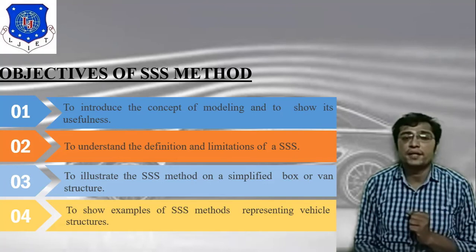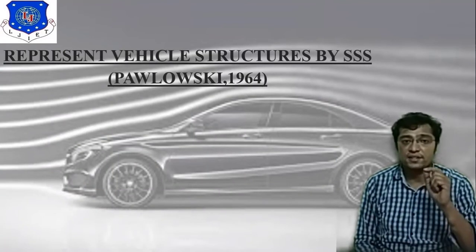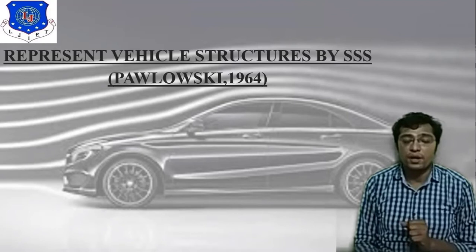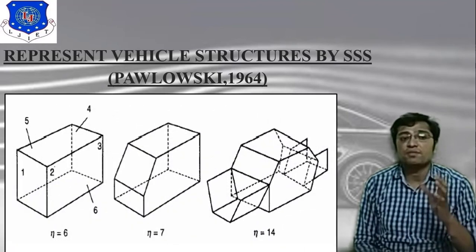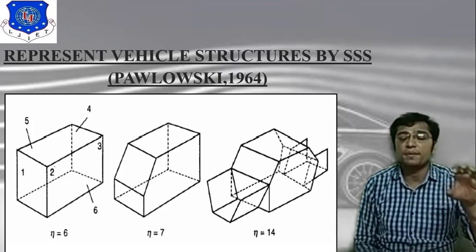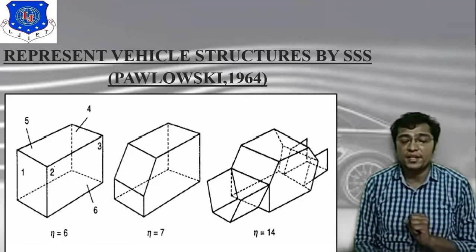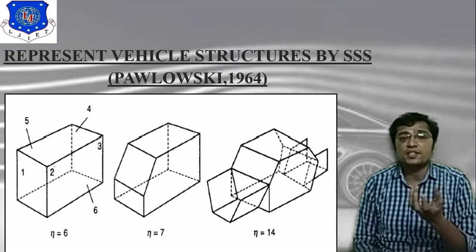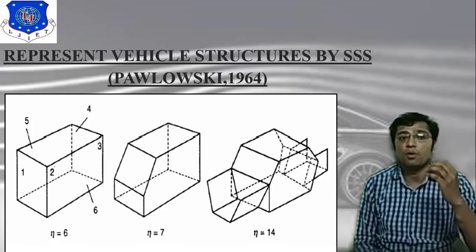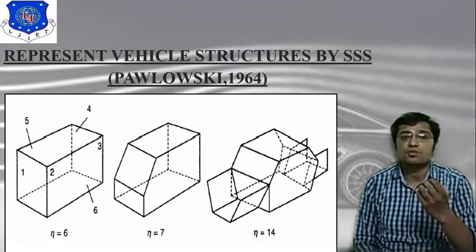Move forward to the next slide. Next is representing the vehicle structure by the SSS method. It was developed by Pawlowski in 1964. This is a very simple method. The first analysis was developed on 6 surfaces, the second on 7 surfaces, and the last on 14 surfaces. It is a trial and error method, one kind of old method developed by Pawlowski in 1964. Right now we are working in ANSYS software. So move forward to the next slide.